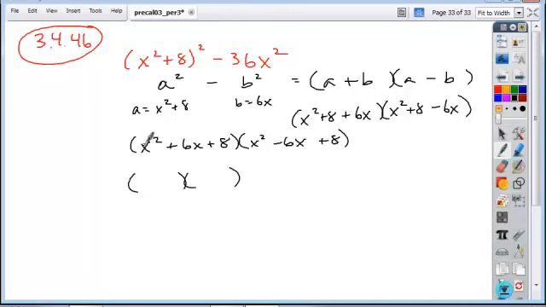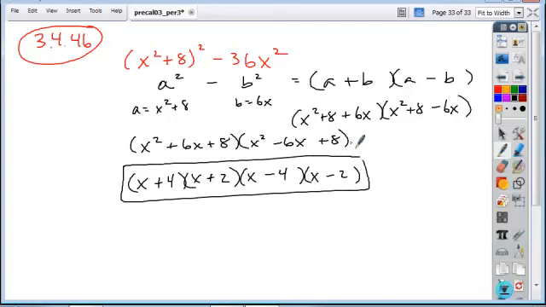And our leading coefficient is 1, so all we need to do is look to see, are there two factors of positive 8 whose sum is positive 6? Plus 4 and plus 2, correct? Okay. We can now look at this second polynomial. It's also a leading coefficient of 1, so we can reverse FOIL, check to see, are there two factors of positive 8 whose sum is negative 6? Negative 4 and negative 2. And so we get our factors here.